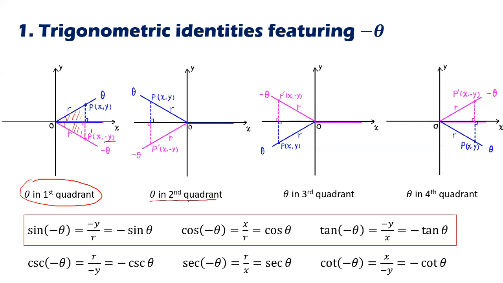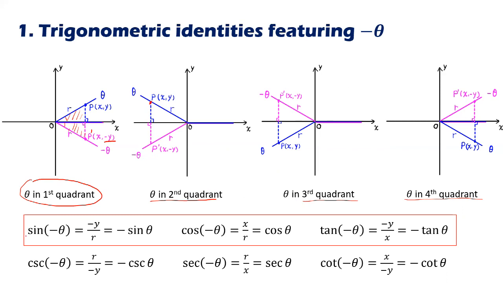Okay, so now let's look at the other cases. In the second quadrant, third quadrant, and fourth quadrant, similar thing will happen. If P with coordinates x, y is in the terminal side of theta, then the corresponding P prime must have coordinates x, minus y in the terminal side of minus theta, right?